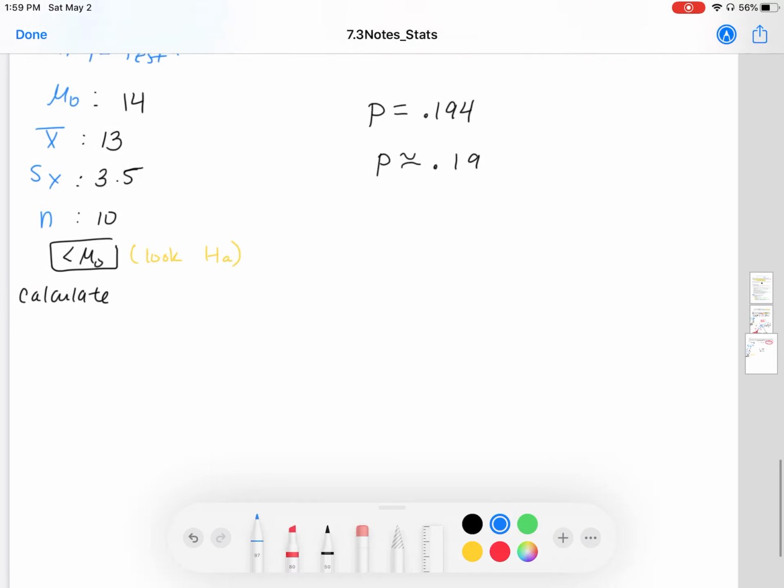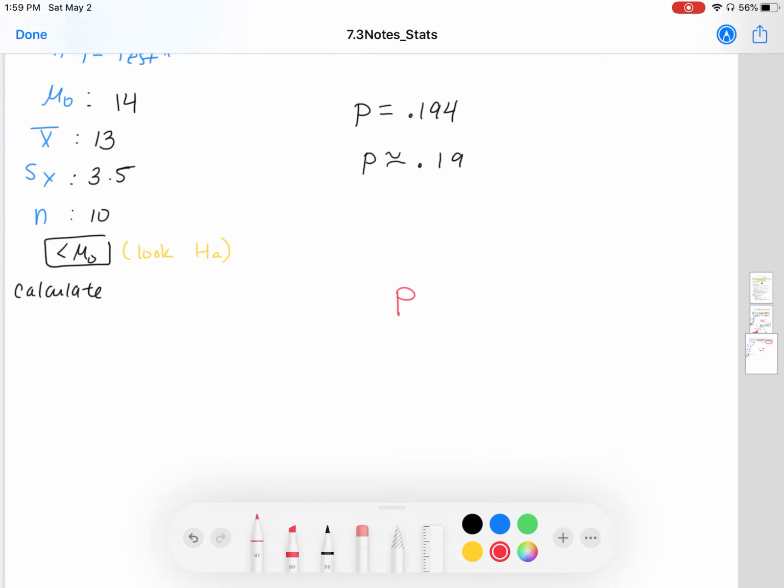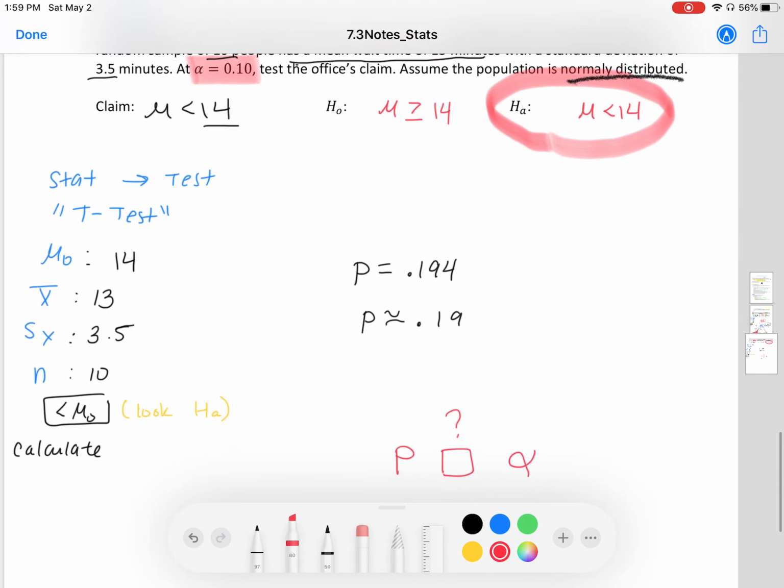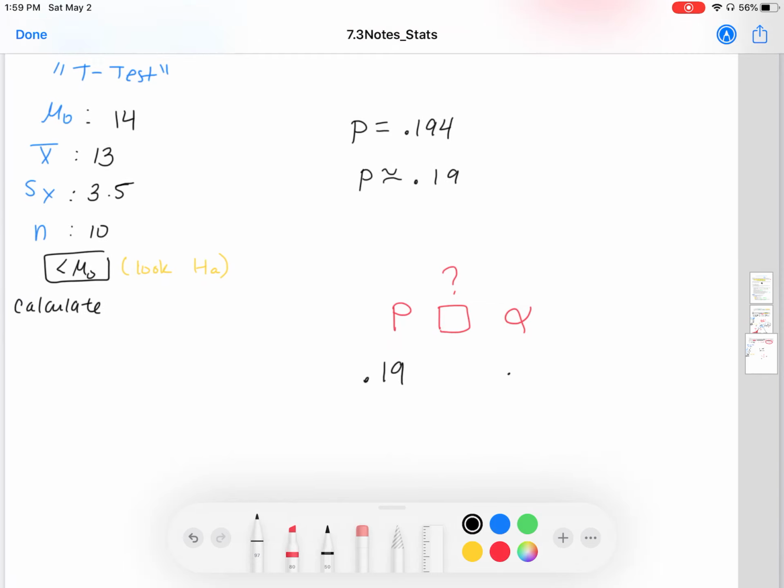And now we're left to create this inequality of P and alpha. And we want to know which one's bigger, which one's smaller, right? Compare it using an inequality sign. We have a P of 0.19 and we're given an alpha. What's our alpha? 0.10. Which one's bigger? It's greater than, right? When it's greater than, our answer is then fail to reject. Fail to reject the null hypothesis.